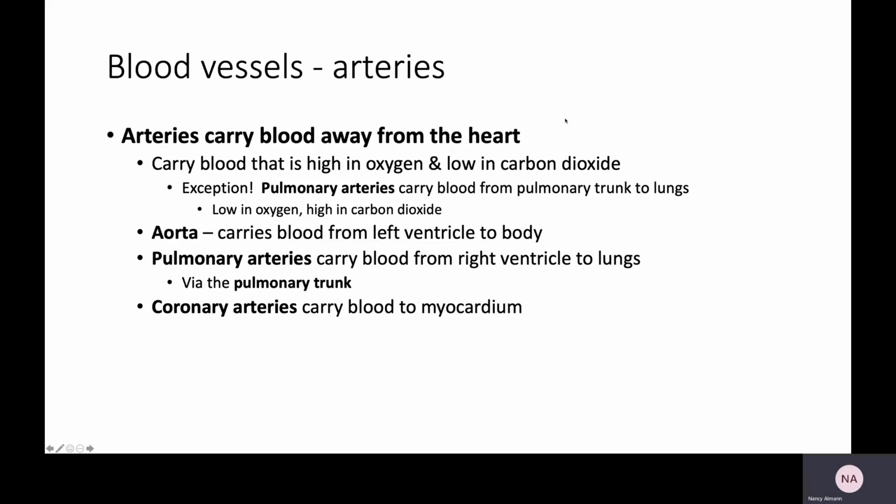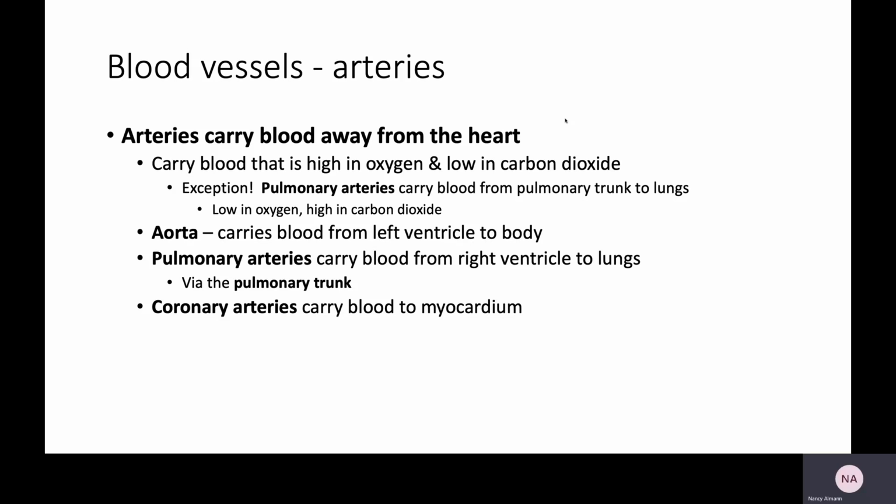For the most part, arteries will carry oxygenated blood away from the heart. The exception that you need to know is that pulmonary arteries carry blood from the pulmonary trunk to the lungs. That will be blood that is low in oxygen and high in carbon dioxide.